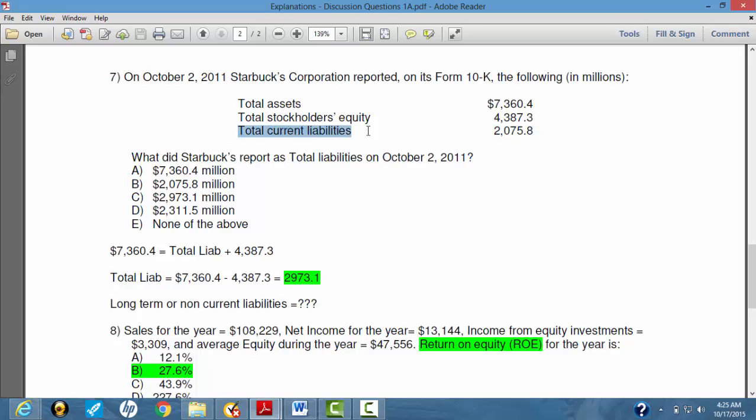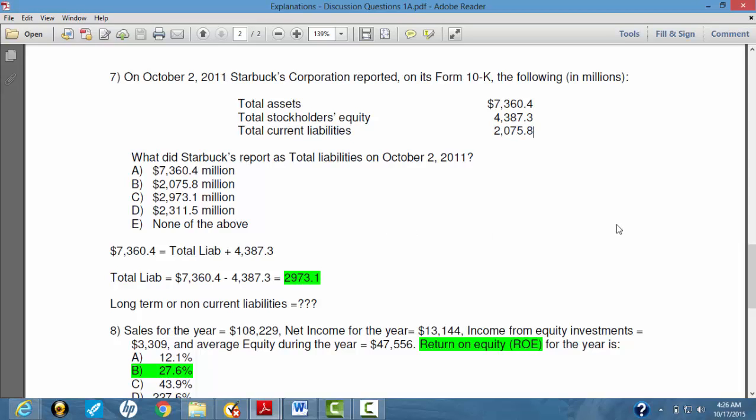$2,075.8. Now, recall that total liabilities has two components: current liabilities and long-term liabilities or non-current liabilities. So in this question, we are only provided information about a portion of the liabilities, not all the liabilities. And the question is, what did Starbucks report as total liabilities on October 2nd, 2011? We are asked to determine total liabilities.